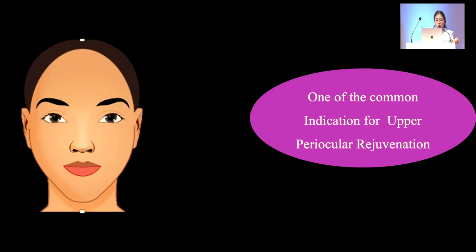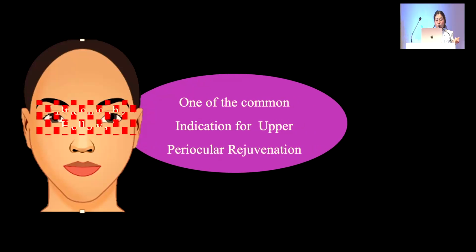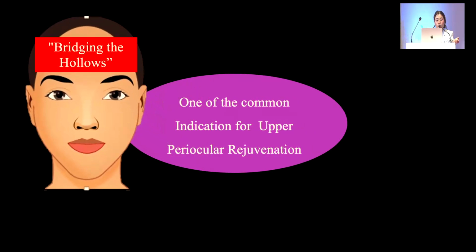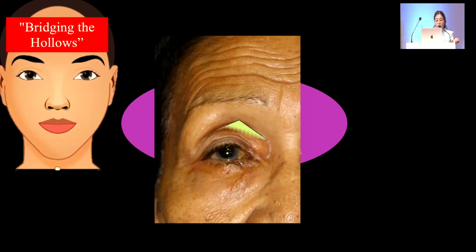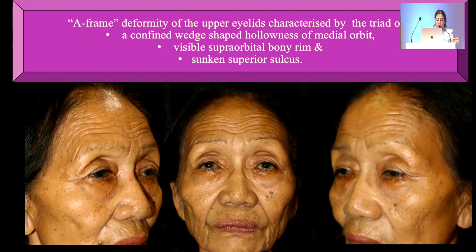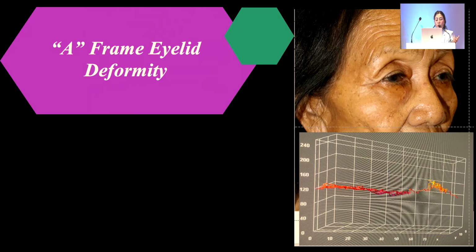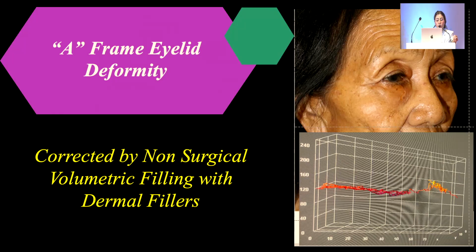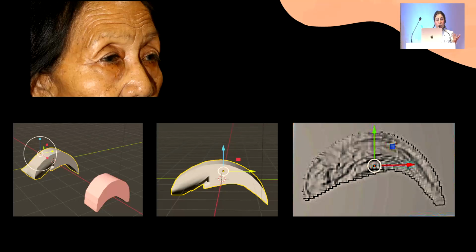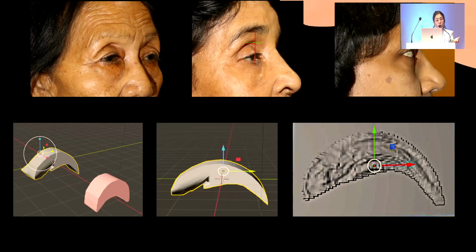The other indication for us is the A-frame deformity. What is this A-frame deformity? It is characterized by a very prominent superior sulcus deformity. The medial part of the orbital rim becomes more prominent, and it gives a very deep medial hollowing. This A-frame deformity can be corrected very well with dermal filler, and this can be given pre-periosteal or pre-septal.